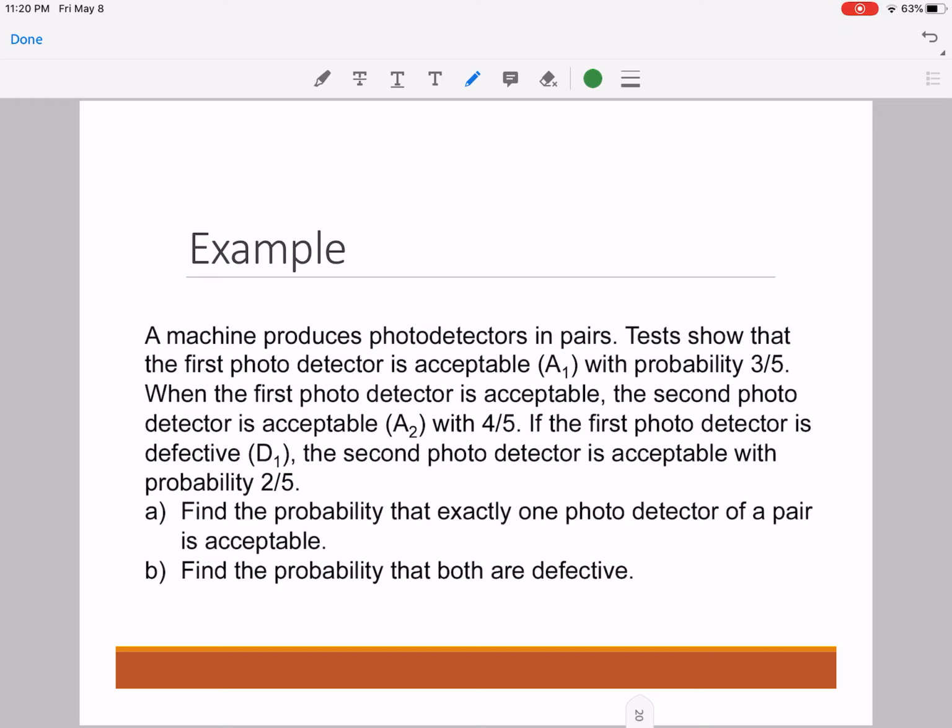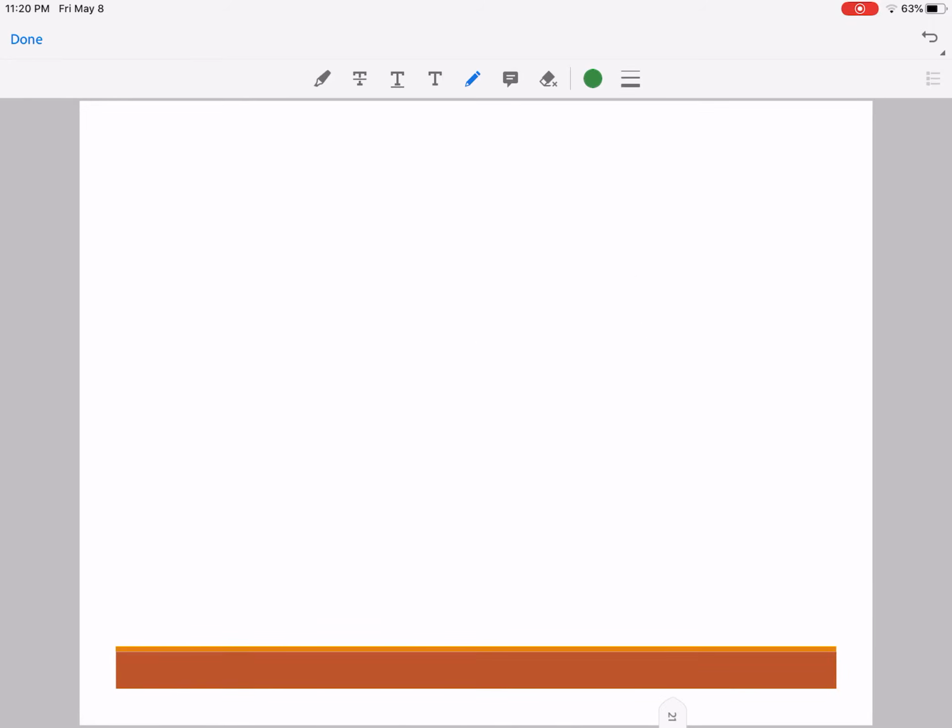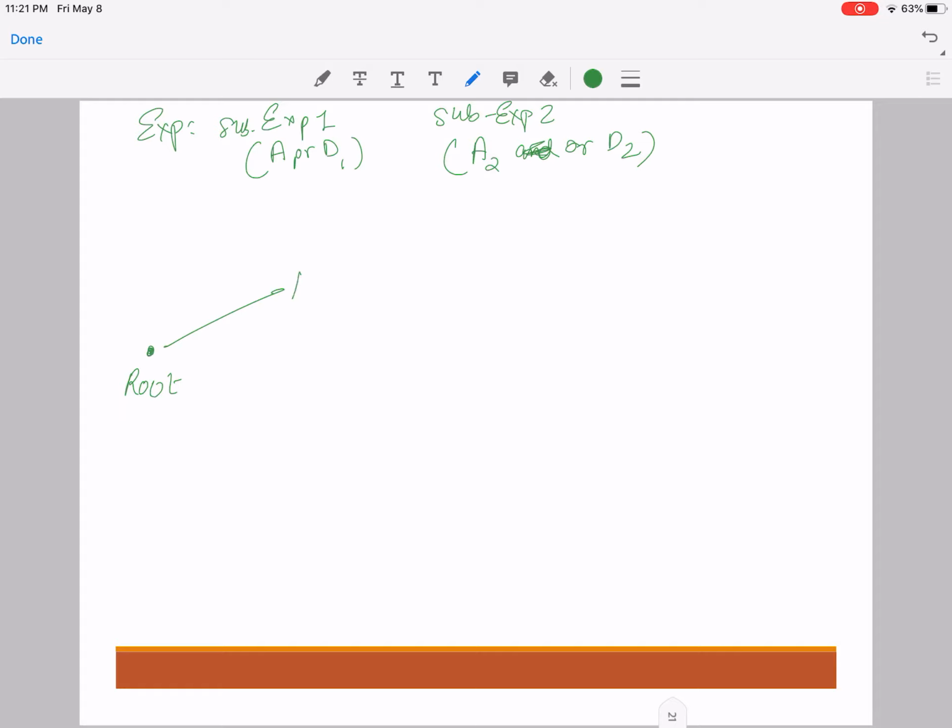Okay, I hope you guys got the chance to solve this problem using the tree diagrams. This experiment is actually composed of two sub-experiments, where sub-experiment 1 is to check the first photodetector. It's going to be acceptable or defective. Then the second sub-experiment is to check the second photodetector. It's going to be either acceptable or defective. So everything starts at the root. You check the first photodetector, it's going to be acceptable or it's going to be defective.